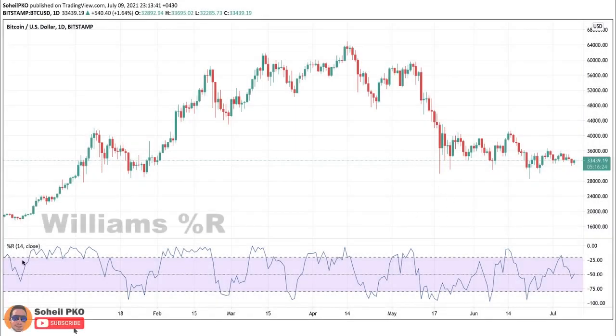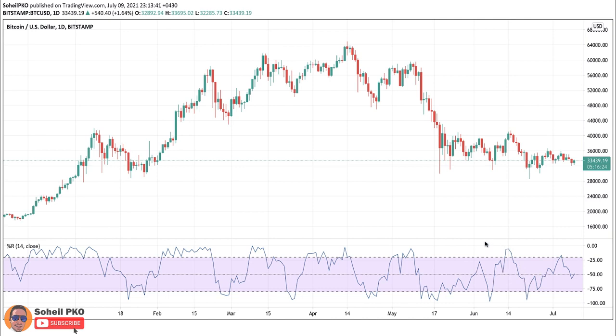Alright, here we go. We got Williams R% here below the chart. This indicator is scaled from 0 to -100 and actually it's an oscillator and it's moving above and below a center line which is -50 for this indicator. Williams R% is actually the inverse of stochastic oscillator.